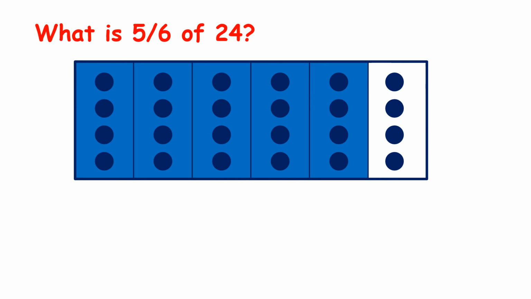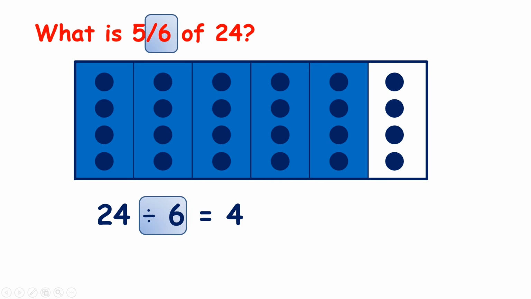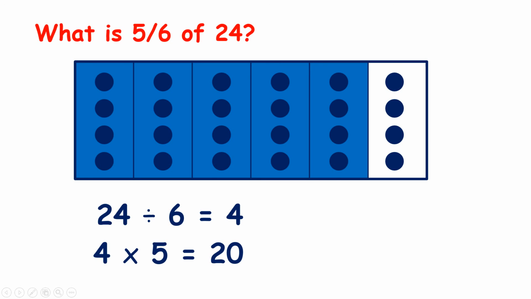What is 5/6 of 24? Well, we can divide 24 by our denominator. 24 divided by 6 is 4, and then we can multiply that answer by our numerator. So 4 times 5 is 20.